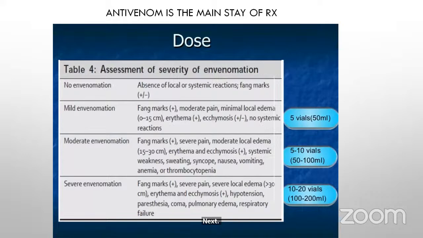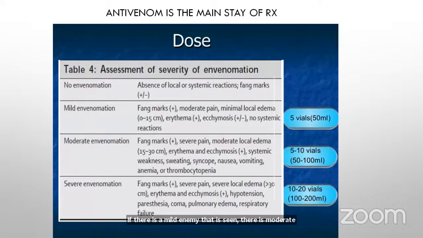So what is the dose? Remember, the dose of antivenom is the same for adults and children. This is a very important thing. Like in all other conditions, we do not reduce the dose. If there is no envenomation and no local signs, we just wait and watch. If there is mild envenomation, that is fang marks are seen, there is moderate pain, minimal local edema, erythema, ecchymosis, then we give 5 vials.